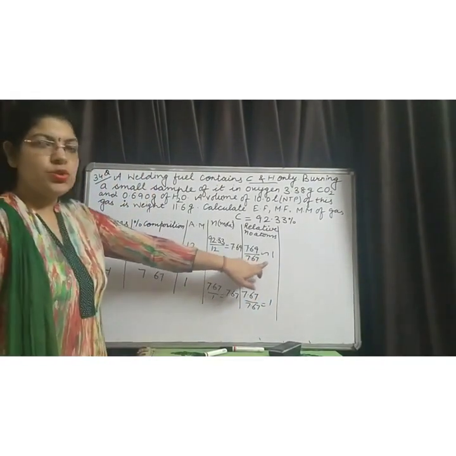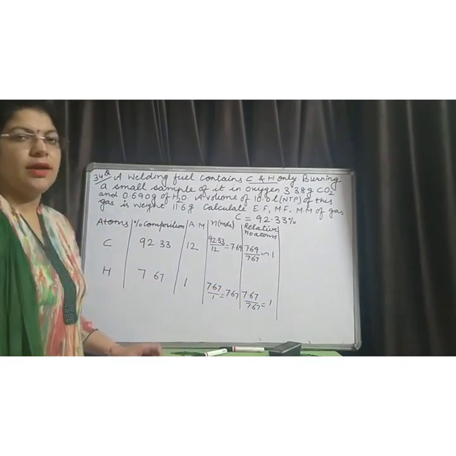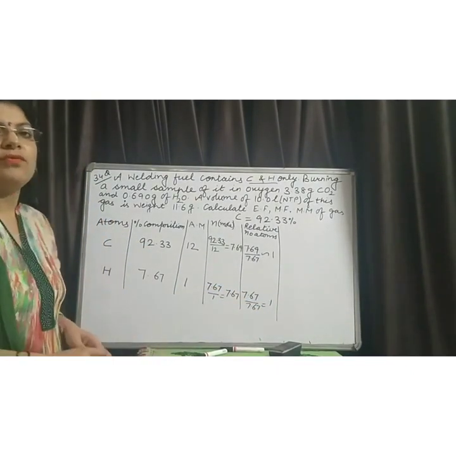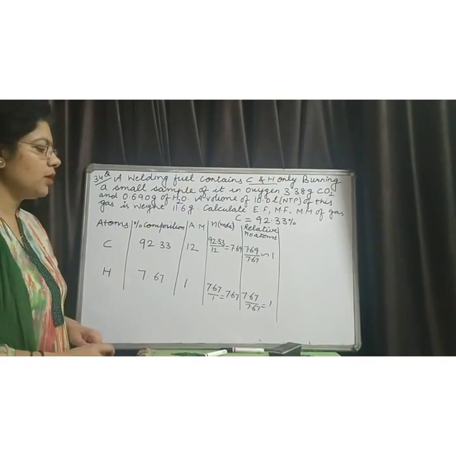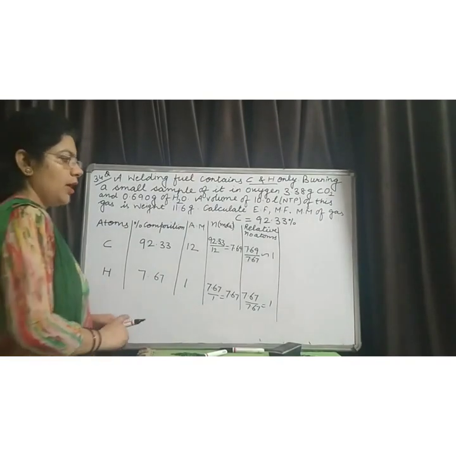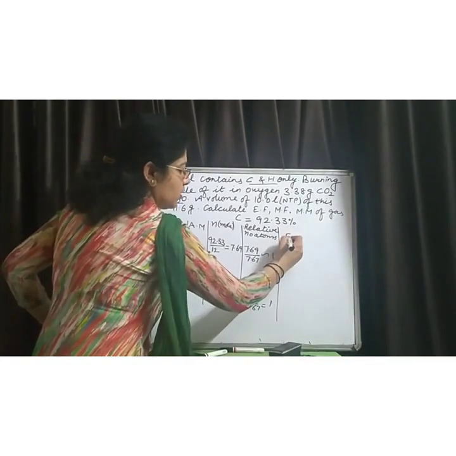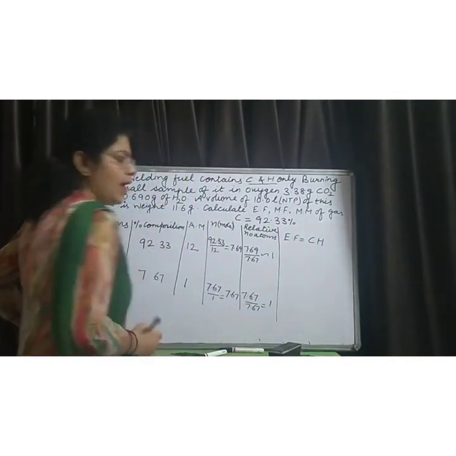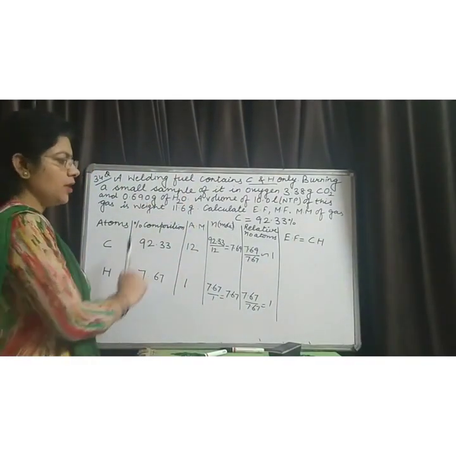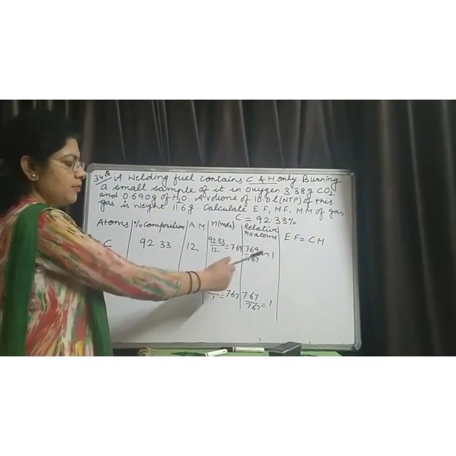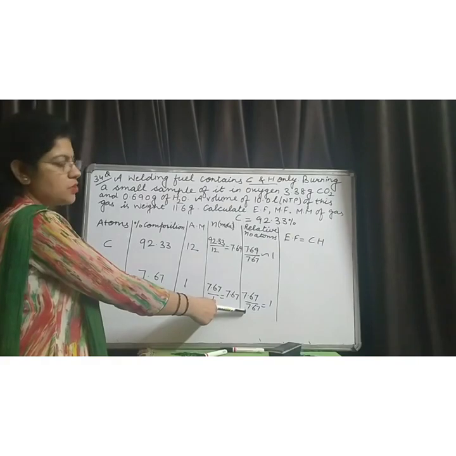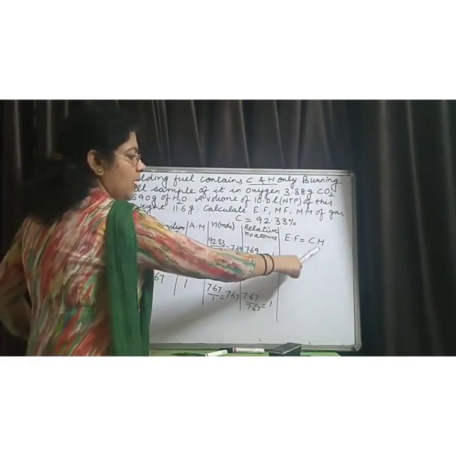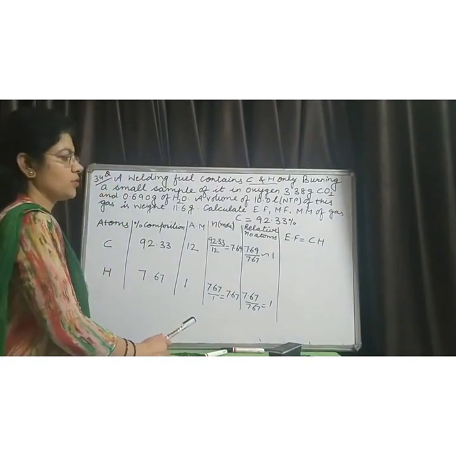So, this 1 and 1 are the relative numbers of atoms of carbon and hydrogen present in the empirical formula. So, the empirical formula of the compound is CH, as in this empirical formula, one carbon atom as well as one hydrogen atom is present. Therefore, the empirical formula of the compound is CH.